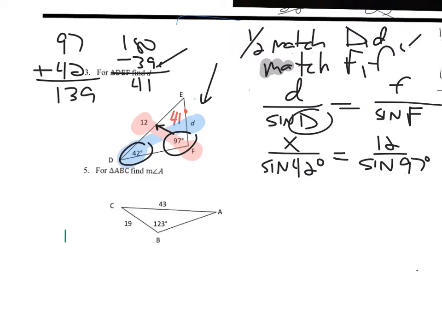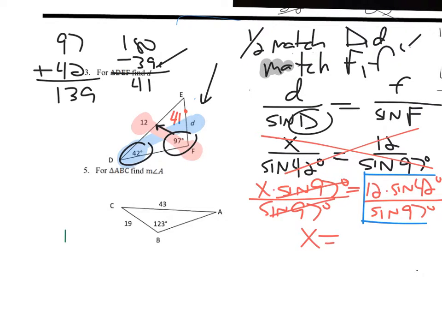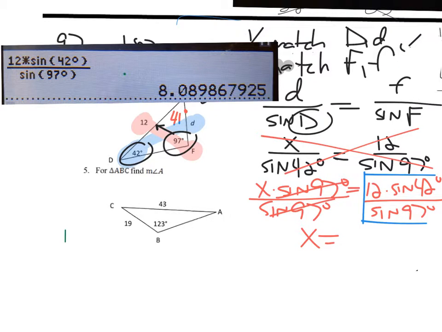So I'm going to cross multiply. I have x times the sine of 97. That equals 12 times the sine of 42. And now to solve for x, I'm going to divide both sides by the sine of 97. And here, since I'm finding a side, I'm going to go to the nearest tenth. So basically, I'm just going to type in exactly what I see and round to the nearest tenth. So here my answer is going to be 8.1.